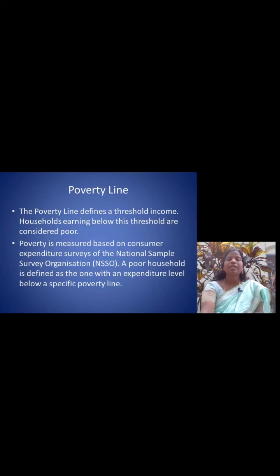Poverty line. The poverty line defines a threshold income. Household earnings below this threshold are considered poor. Poverty is measured based on the Consumer Expenditure Survey of the National Sample Survey Organization (NSSO). A poor household is defined as one with an expenditure level below a specified poverty line. If a family is not able to spend a certain level of income on food resources, that can be considered as a poor family.